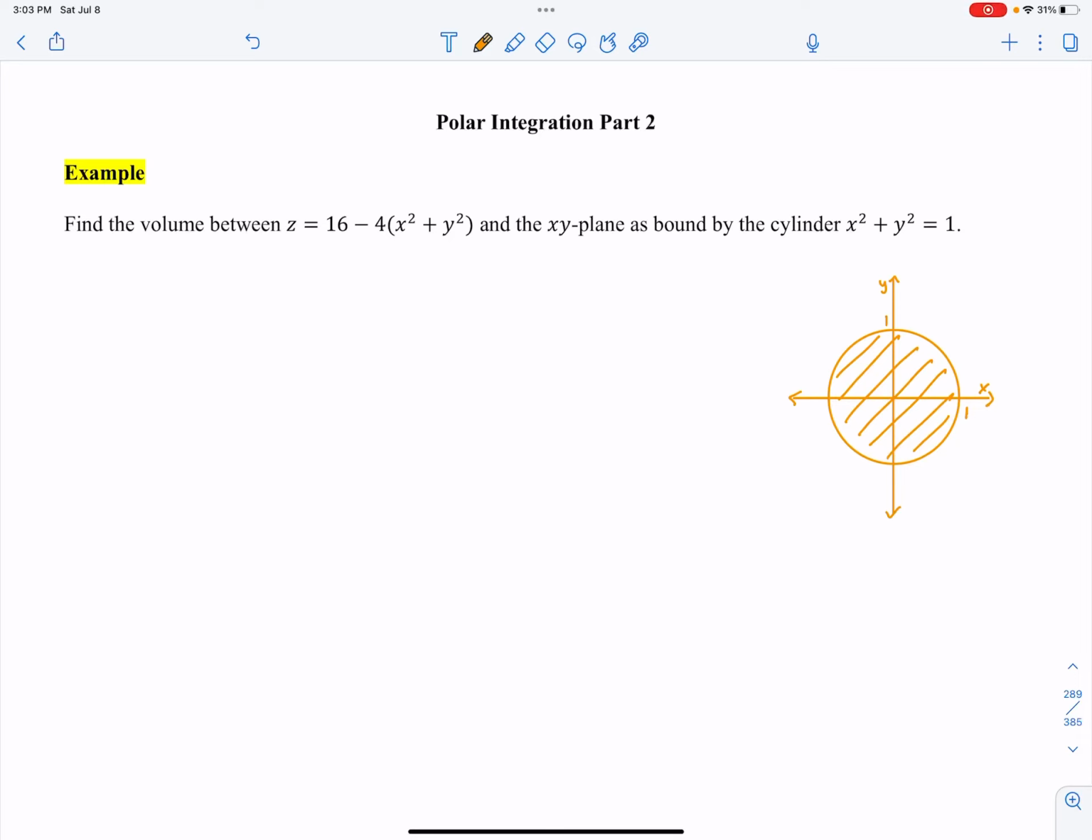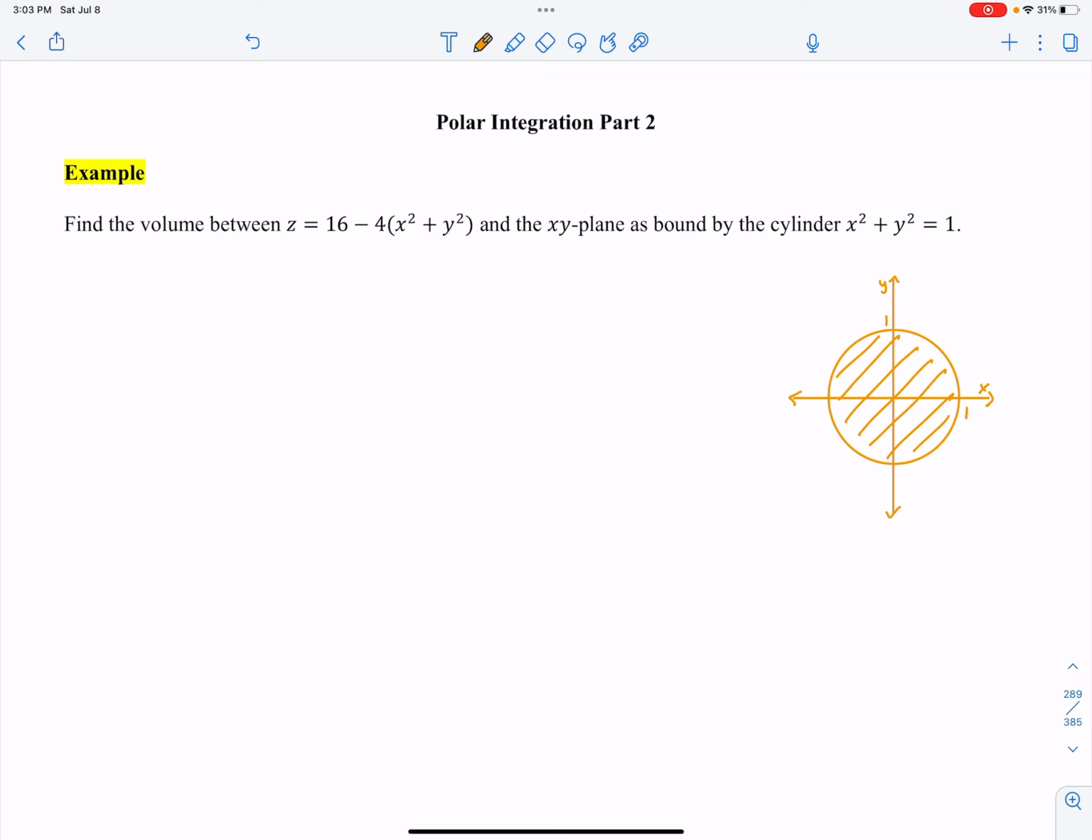In this video, we'll continue our discussion of polar integration with another example. So we're finding the volume between a surface z equals 16 minus 4 times x squared plus y squared. And hopefully you can see what that is, potentially. It is a paraboloid shifted up 16, turned upside down, opening down, and then stretched by a factor of 4. So it's going to be a lot skinnier.